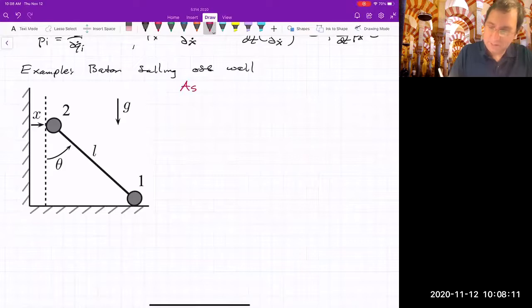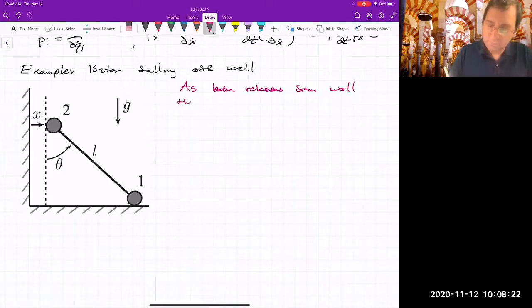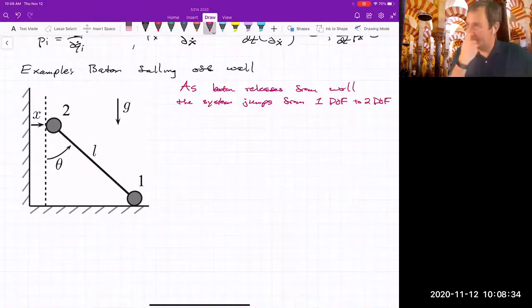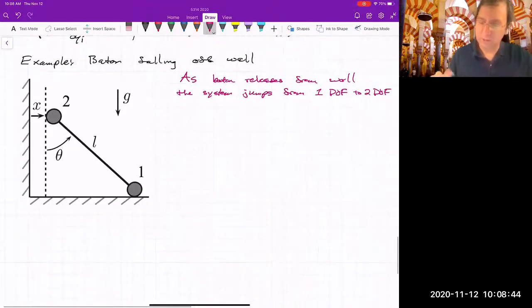The baton releases from the wall. A constraint has gone away. The system jumps from 1 degree of freedom to 2. And that means all of a sudden, phase space went from 2 dimensions to 4 dimensions. It's kind of a weird situation.